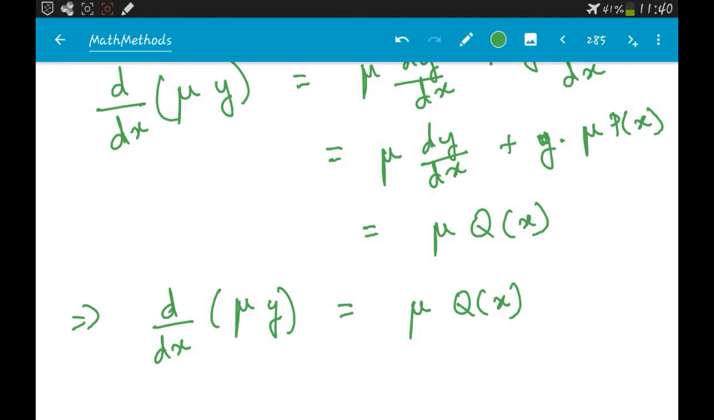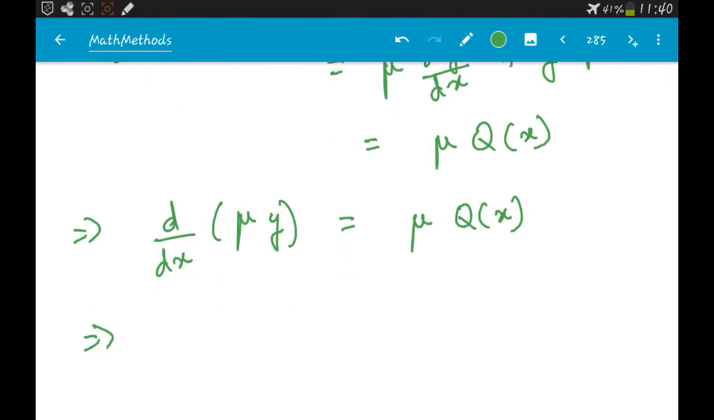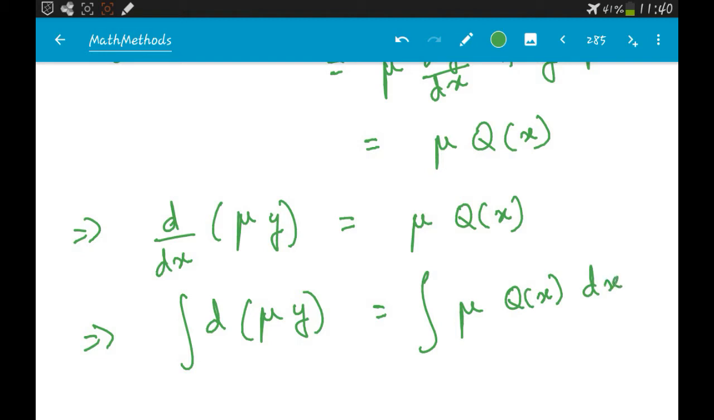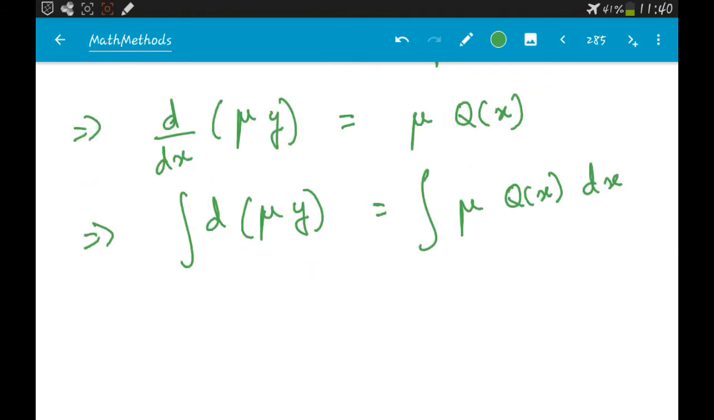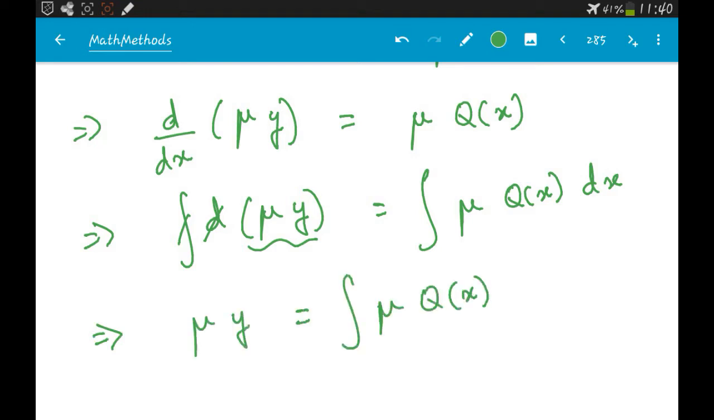So we can do d of mu into y is equal to mu into q of x dx. Alright, so this is our integration. Because these two terms are inside d and then we are integrating over, this will get cancelled. So we are left with mu into y is equal to the integral of mu into q of x dx.